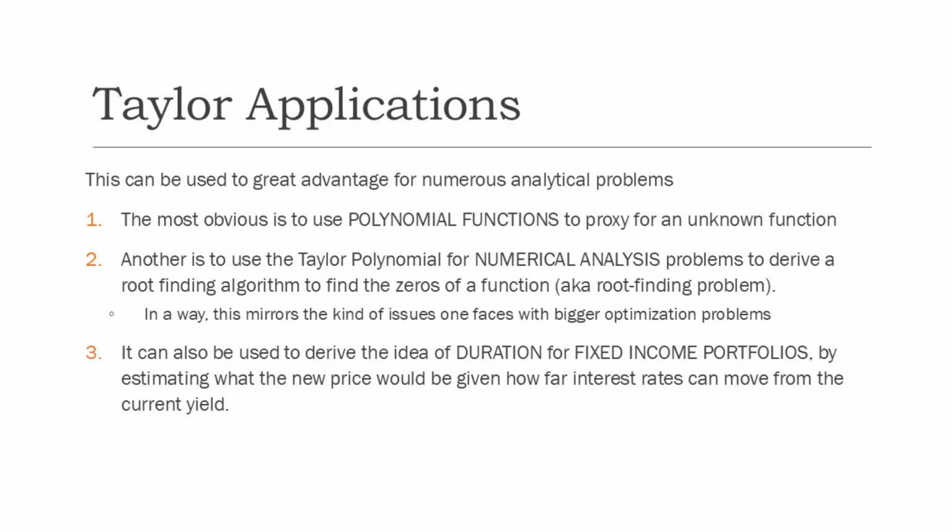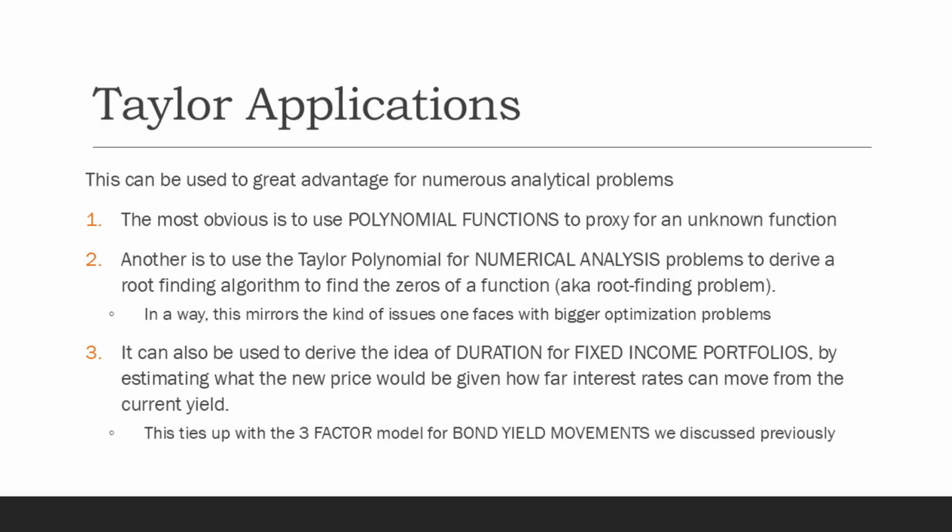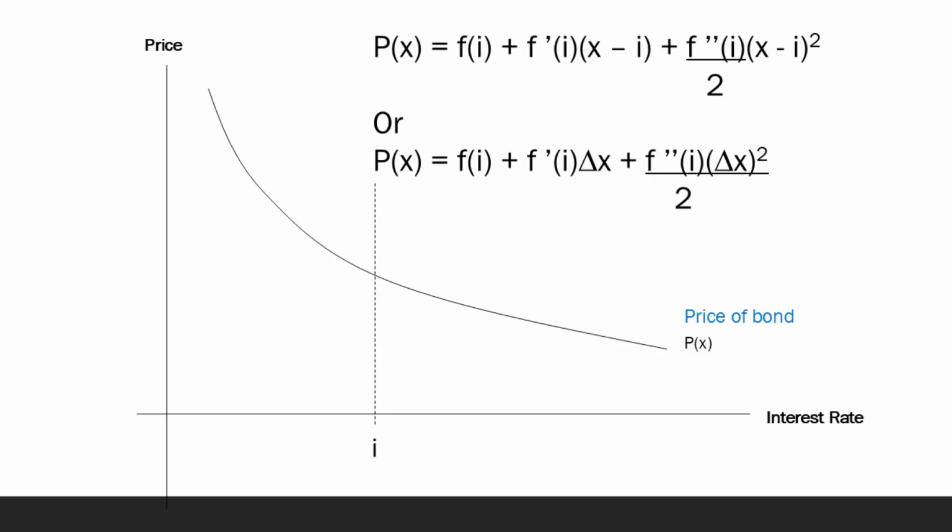The Taylor polynomial can also be used to derive the idea of duration for fixed income portfolios by estimating what the new price would be given how far interest rates can move from the current yield. And this ties up with the three-factor model for bond yield movements that we discussed previously under factor modeling. So for example, the price function might be thought of as a Taylor polynomial, and we can stop at second derivatives. We shall explore this ability to map out what the curve might look like given a concentration of information at some point, given the price curve of a bond. And that'll be up next in our upcoming videos.